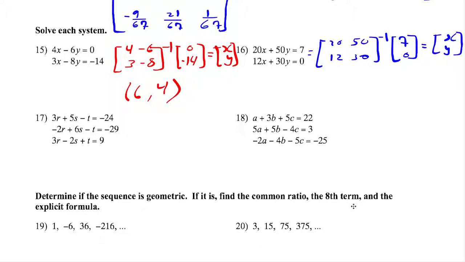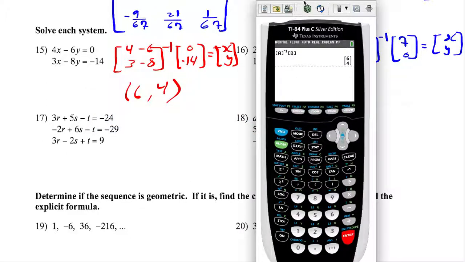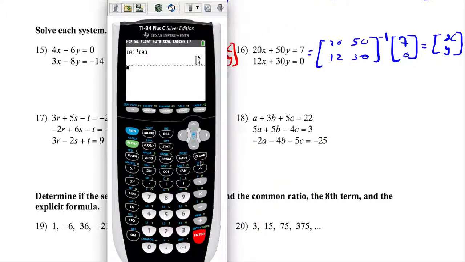So I think I lost my calculator here, so there it is. Right, I'm going to clear that out, go back to my matrix menu and retype these matrices. So go back over to edit, 2 by 2, so we get 20, 50, 12, and 30. Looks good. Quit out, go back to the matrix. Now I'm going to enter my matrix of constants. So that is a 7 and a poorly written 0.